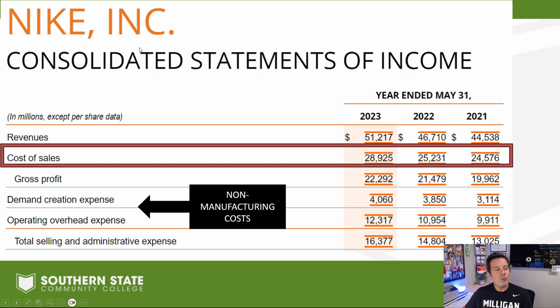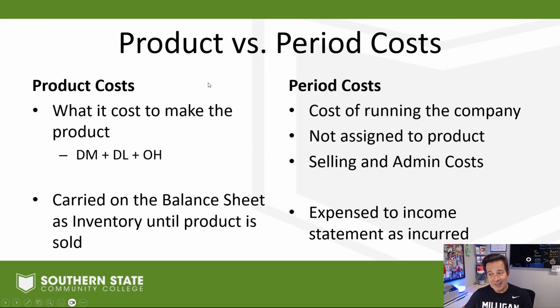And that brings me to product versus period. The product cost. What does it cost to make the product? Direct material, direct labor, and overhead. We carry that product cost on the balance sheet as inventory until the product's sold.